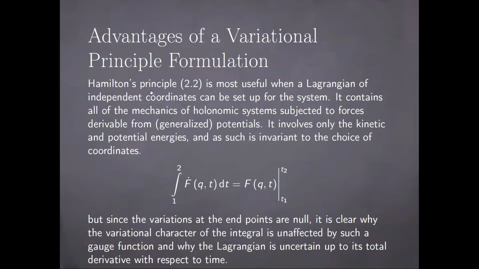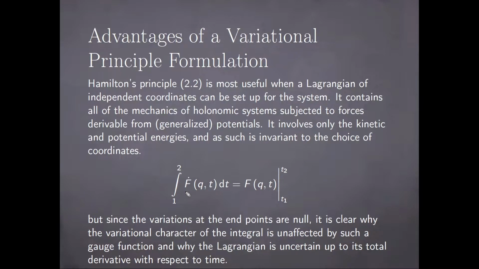Hamilton's principle in the form of equation 2.2 is most useful when a Lagrangian of independent coordinates can be set up for the system. It contains all of the mechanics of holonomic systems subjected to forces derivable from generalized potentials. It involves only the kinetic and potential energies and as such is invariant to the choice of coordinates.